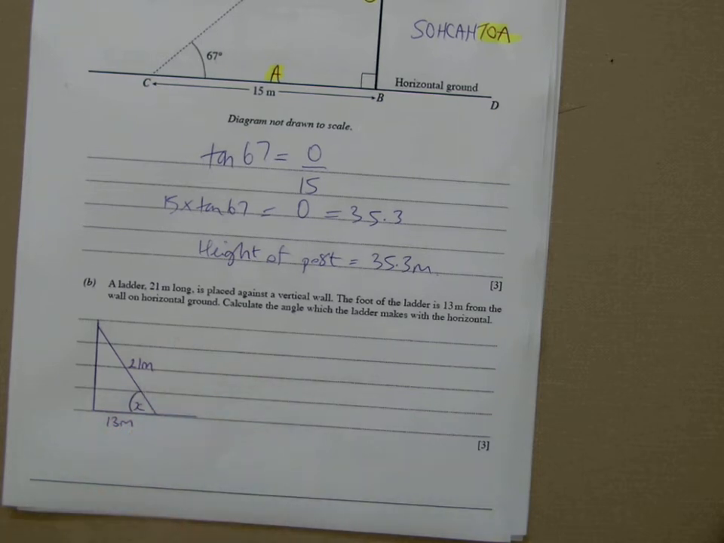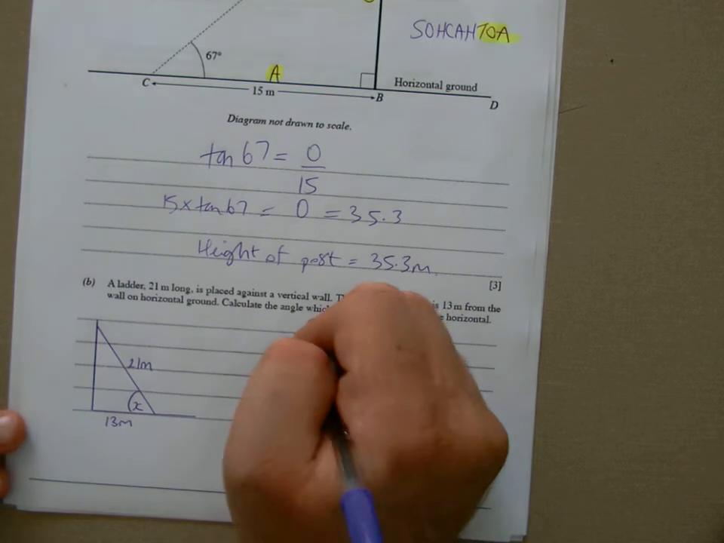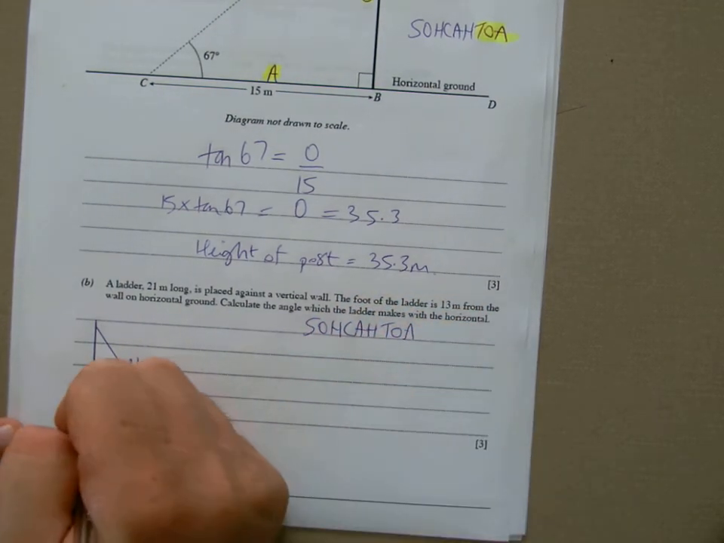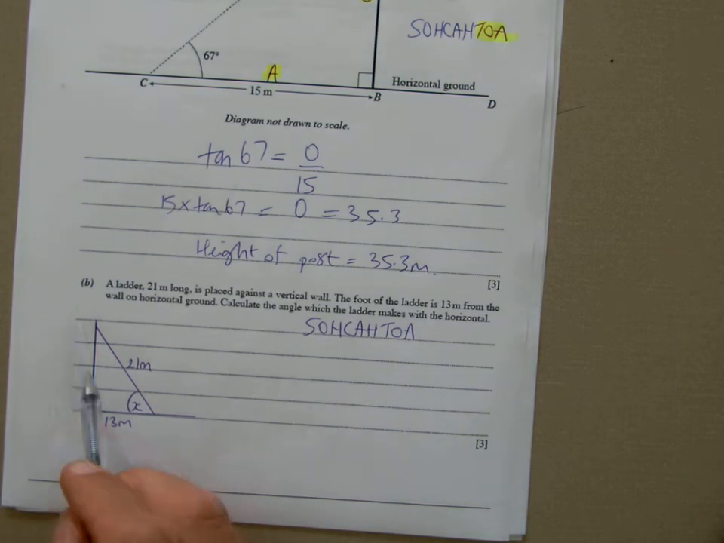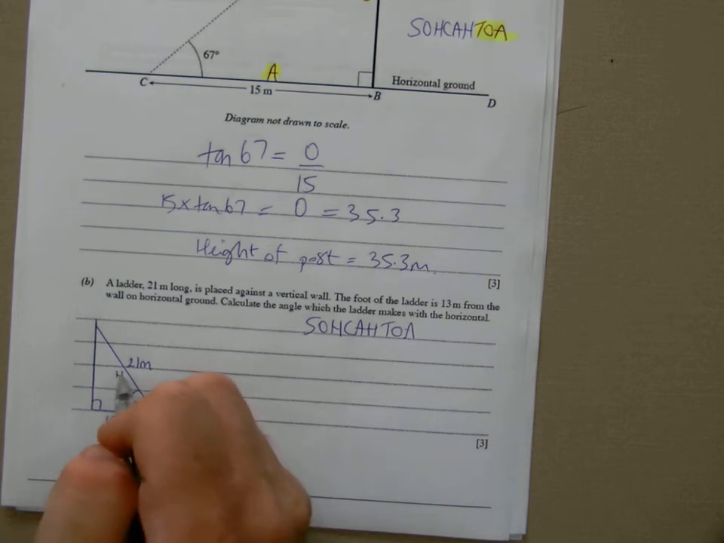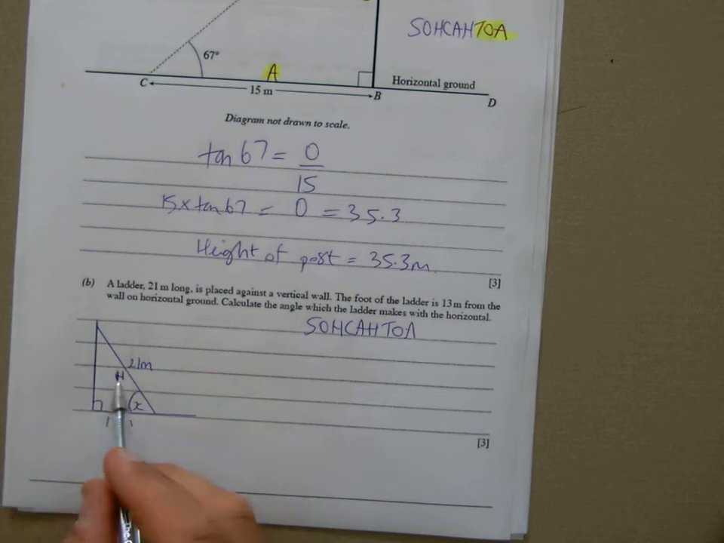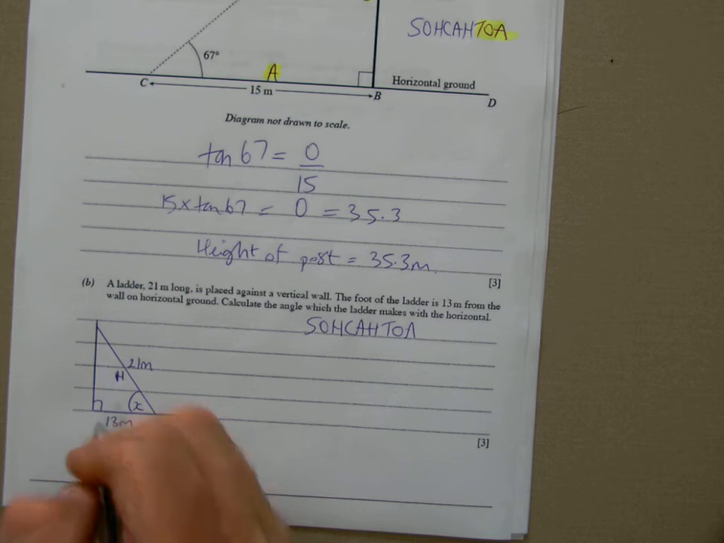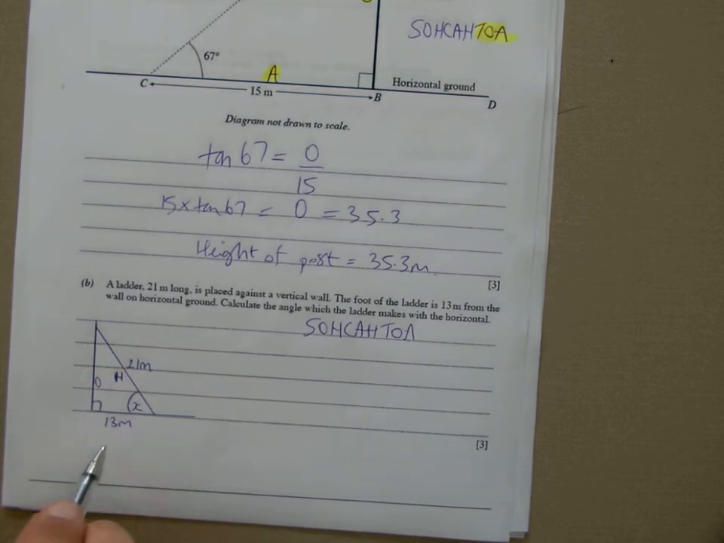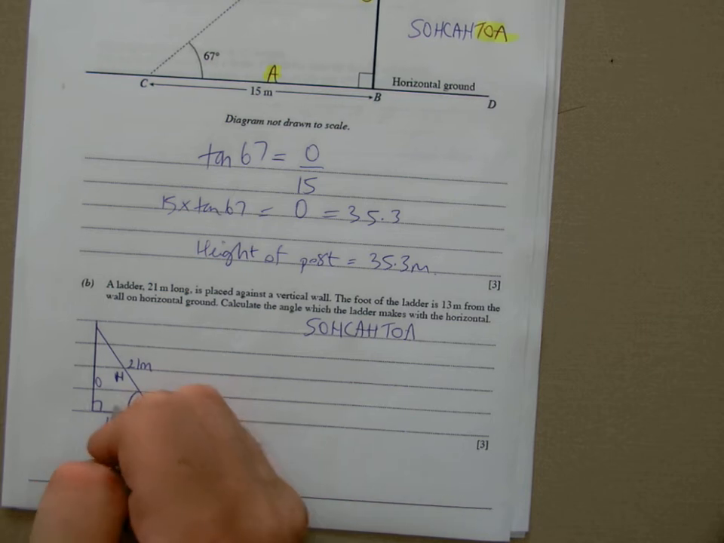Then we can use SOHCAHTOA, and that's possible because this is a right angle: vertical wall, horizontal ground, vertical and horizontal meet at right angles. So label the sides. That's my H, hypotenuse, opposite the right angle, the longest side. Then O here, because that's opposite the angle, and then adjacent here.